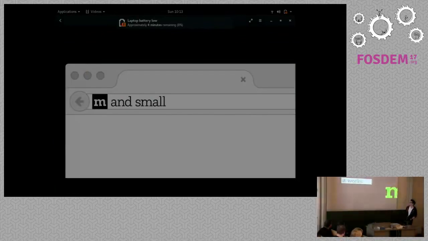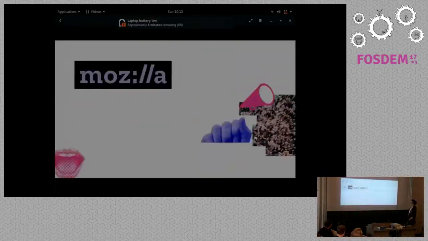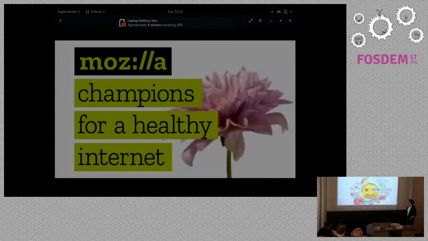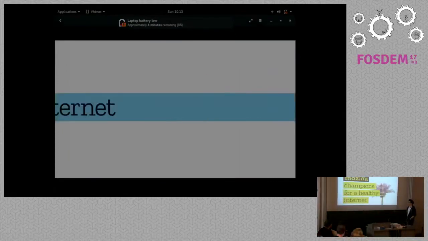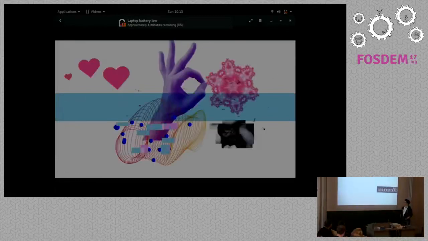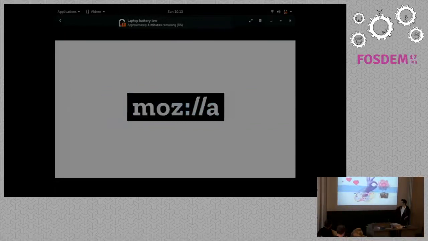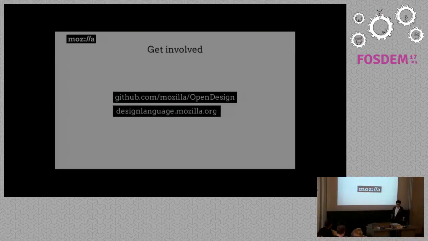So this would be some examples of the community logos. So yeah, that's the logo in real time.